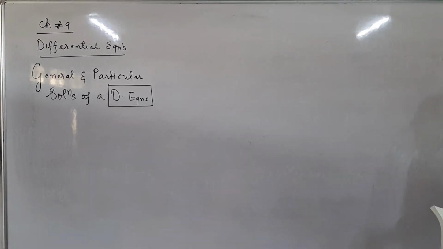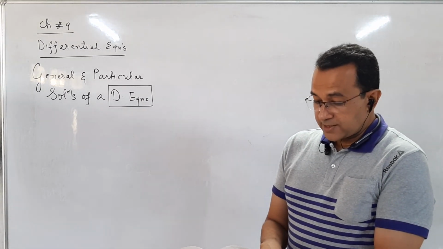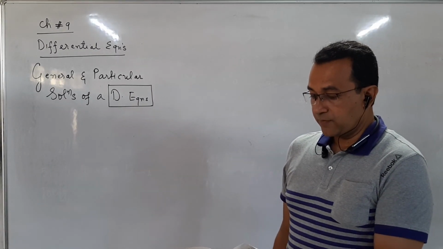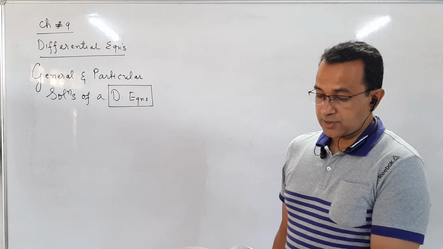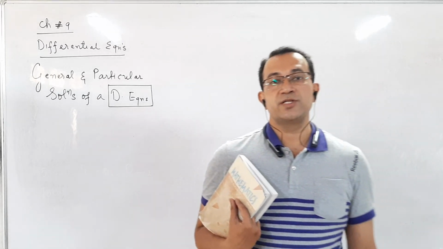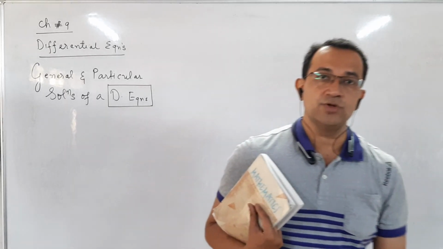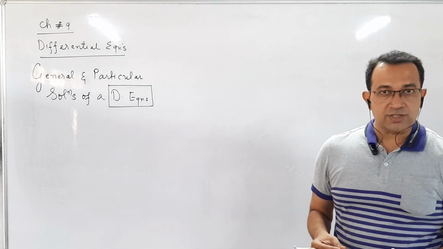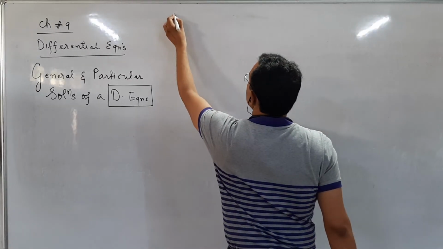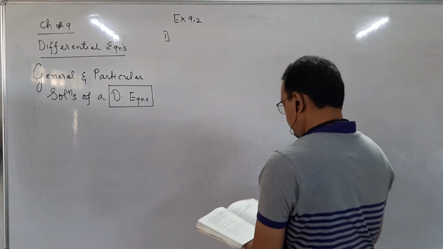Now students, I am going for two sums of exercise 9.2. In each of the exercises 1 to 10, verify that the given function is a solution of the corresponding differential equation. So how can I say that this function is the solution of the differential equation? When a function along with its derivative satisfies the given differential equation, we can say that the given function is a solution of the differential equation. So exercise 9.2, sum number 1.